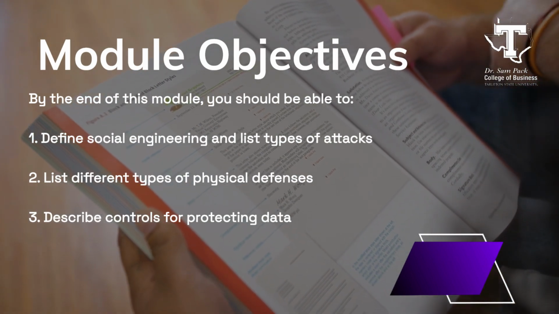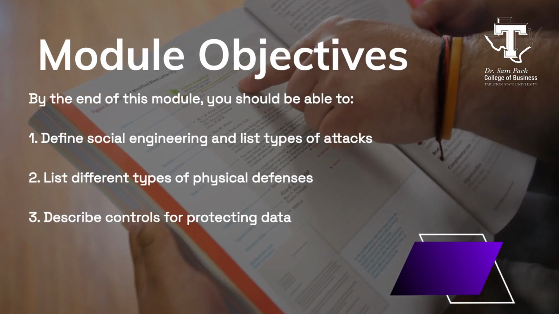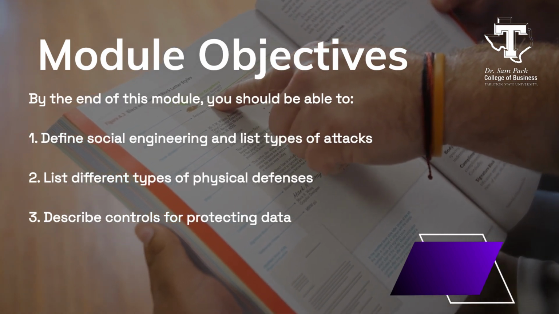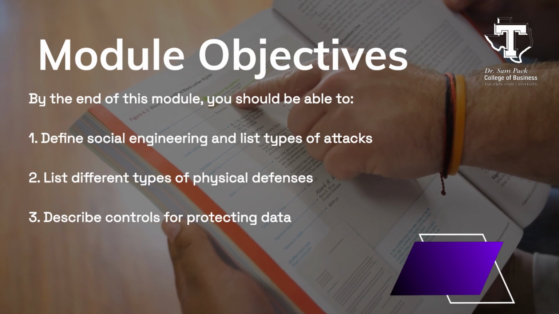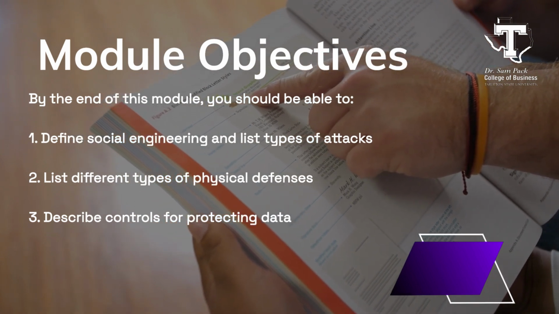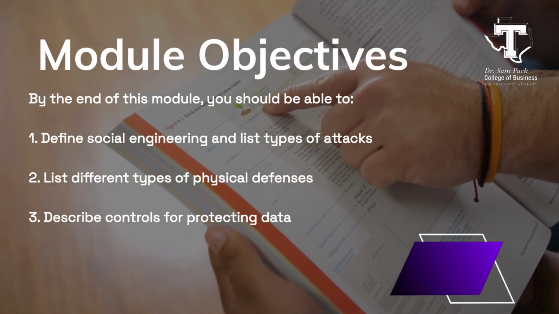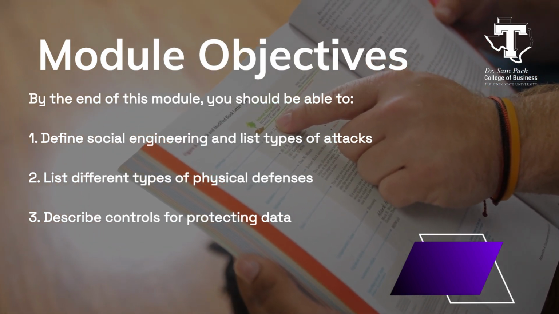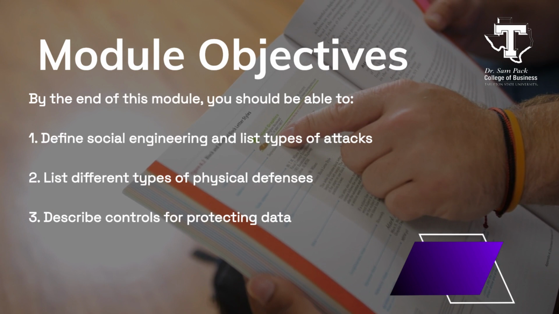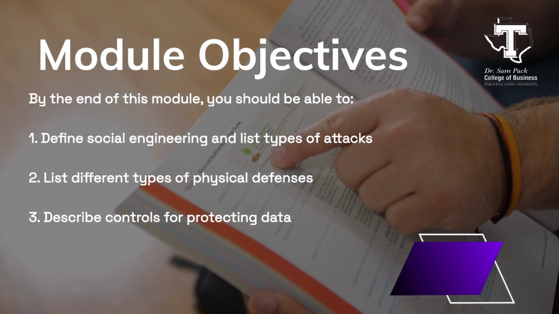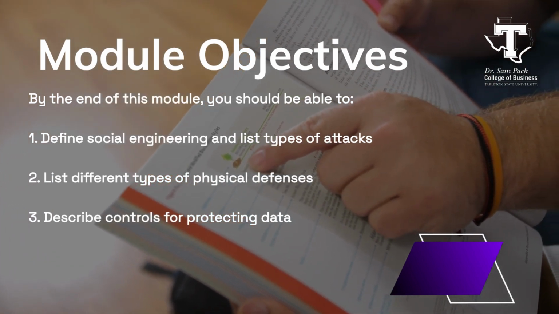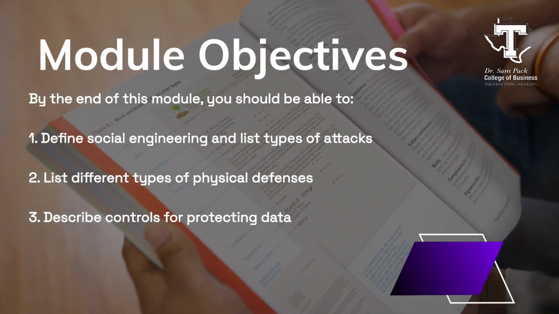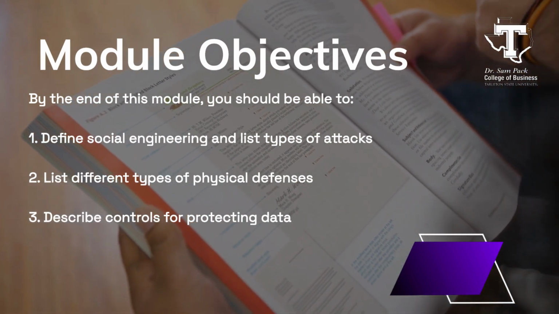Describe controls for protecting data. Protecting data is at the heart of cybersecurity. In this module, you will explore different types of controls used to safeguard sensitive information. We will cover administrative controls like policies and procedures, technical controls such as encryption and firewalls, and physical controls that restrict physical access to data storage locations. These controls collectively ensure the confidentiality, integrity, and availability of your data.